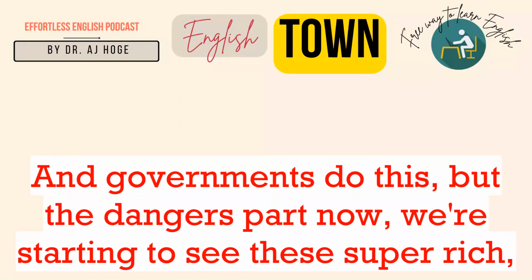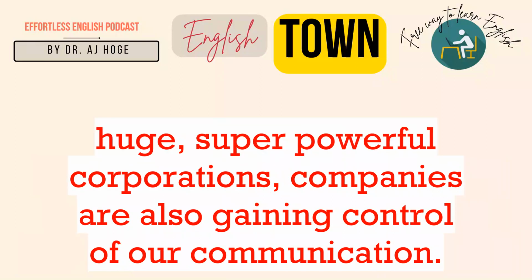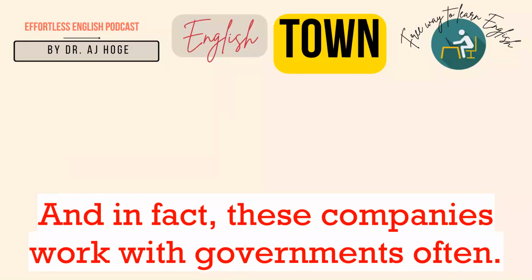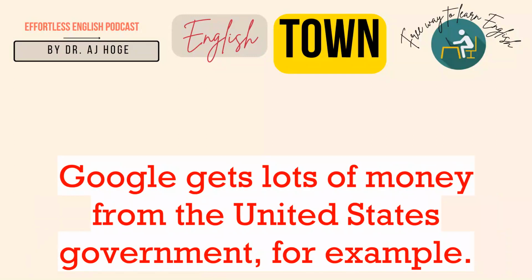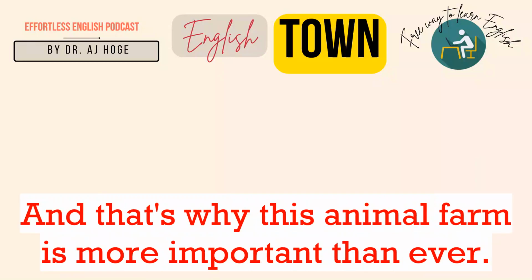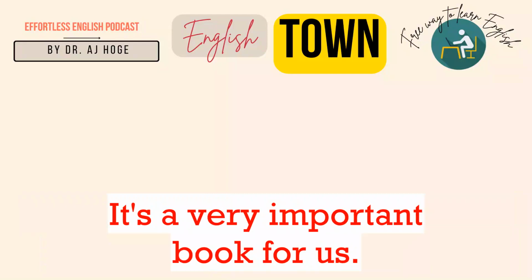And governments do this, but the dangerous part now is we're starting to see these super rich, huge, super powerful corporations also gaining control of our communication, and they are using these techniques too. And in fact, these companies often work with governments. Google gets lots of money from the United States government, for example. So, it's scary. It is frightening what's happening now, and that's why this Animal Farm is more important than ever. It's a very important book for us.